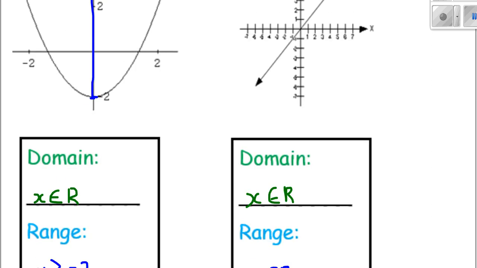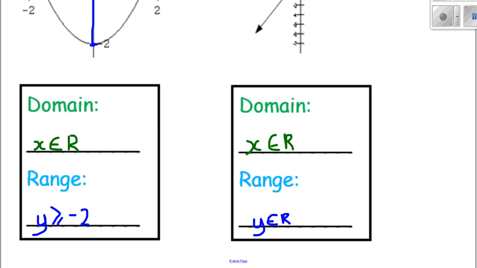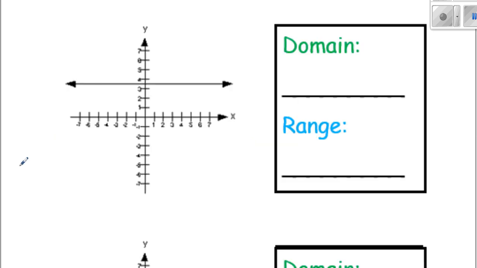Next one, domain and range. What kind of function is this again? Have a think. That's right, it's a constant function. So would you agree any x value is going to correspond with a value on the graph? So x ∈ ℝ for this one. But in terms of the range, there's only one particular y value that corresponds with coordinates on the graph. So we can just say that the range is simply this y value.